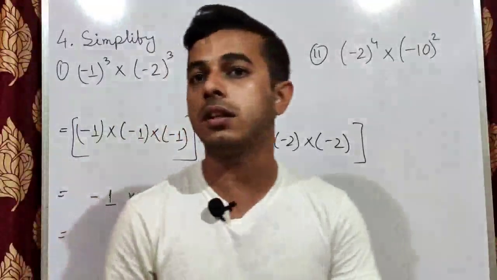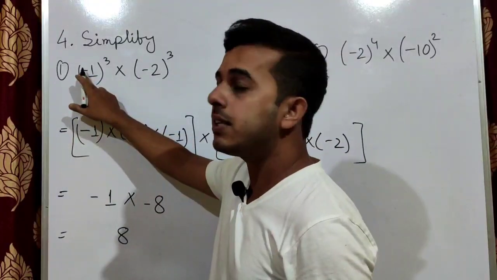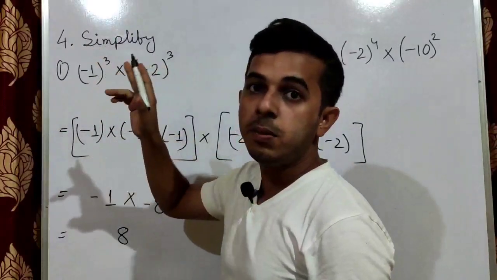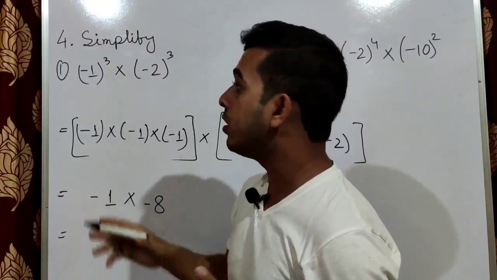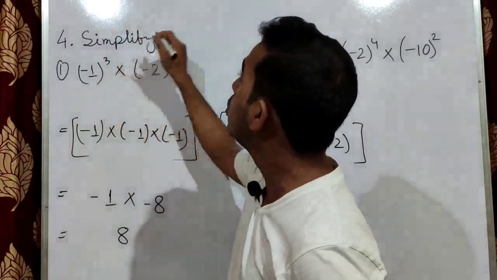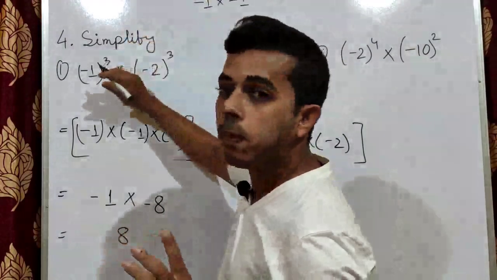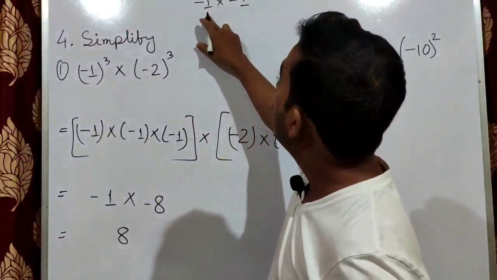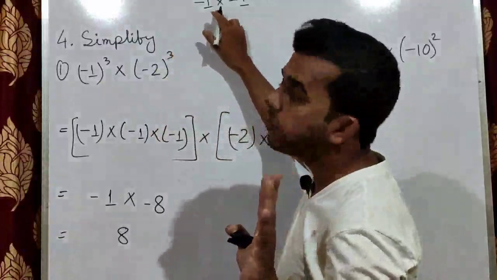Now remember one thing: if we have a minus sign and the power, that is the index, is even, the sign will change, that means it will be plus. For example, if we have power 2, it will be minus 1 into minus 1. If we have power 2, that means minus 1 is multiplied 2 times. So if we have an even power, the sign will change.